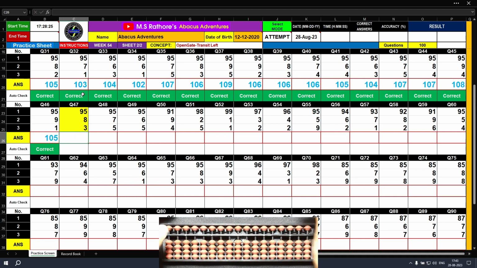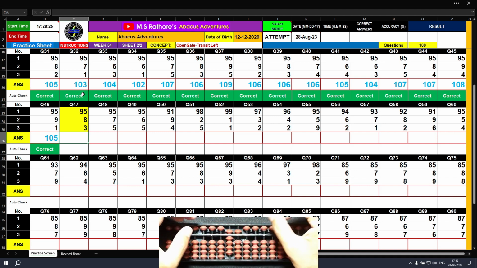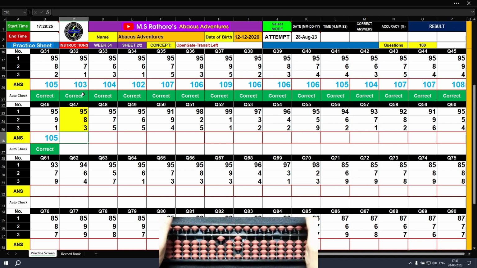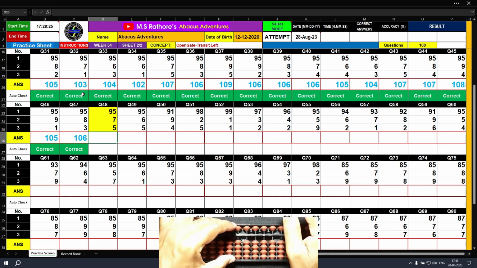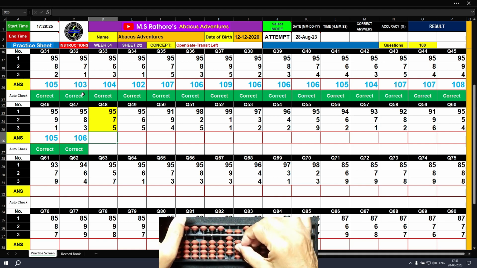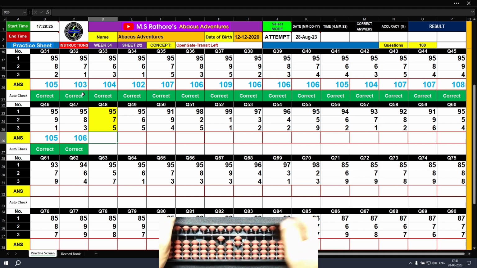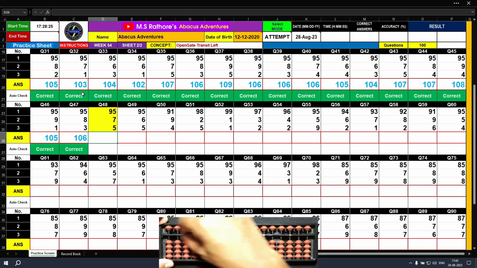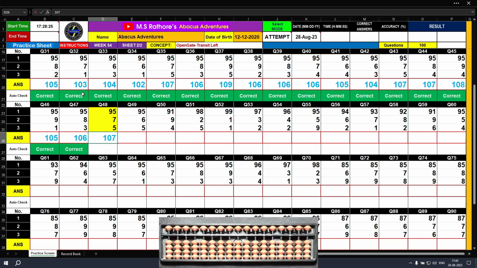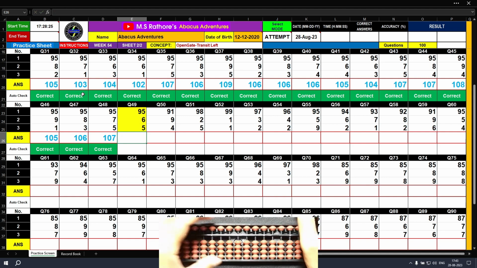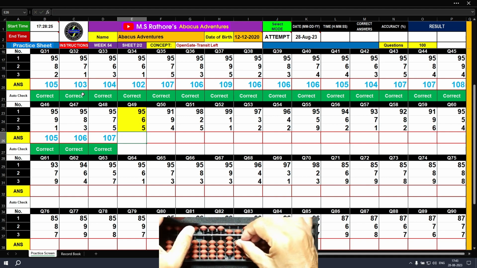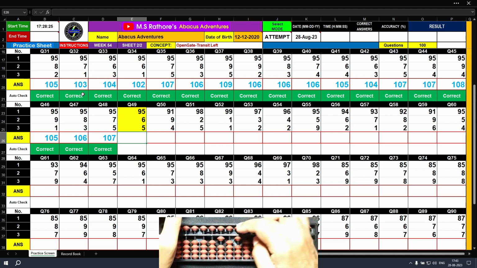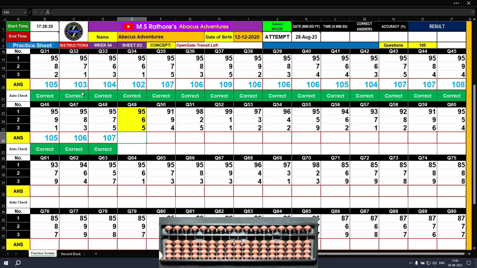Question number 47. Plus 90, plus 5, plus 8, plus 3, the answer is 106. Question number 48. Plus 90, plus 5, plus 7, plus 5, the answer is 107. Question number 49. Plus 90, plus 5, plus 6, plus 5, it's 106.